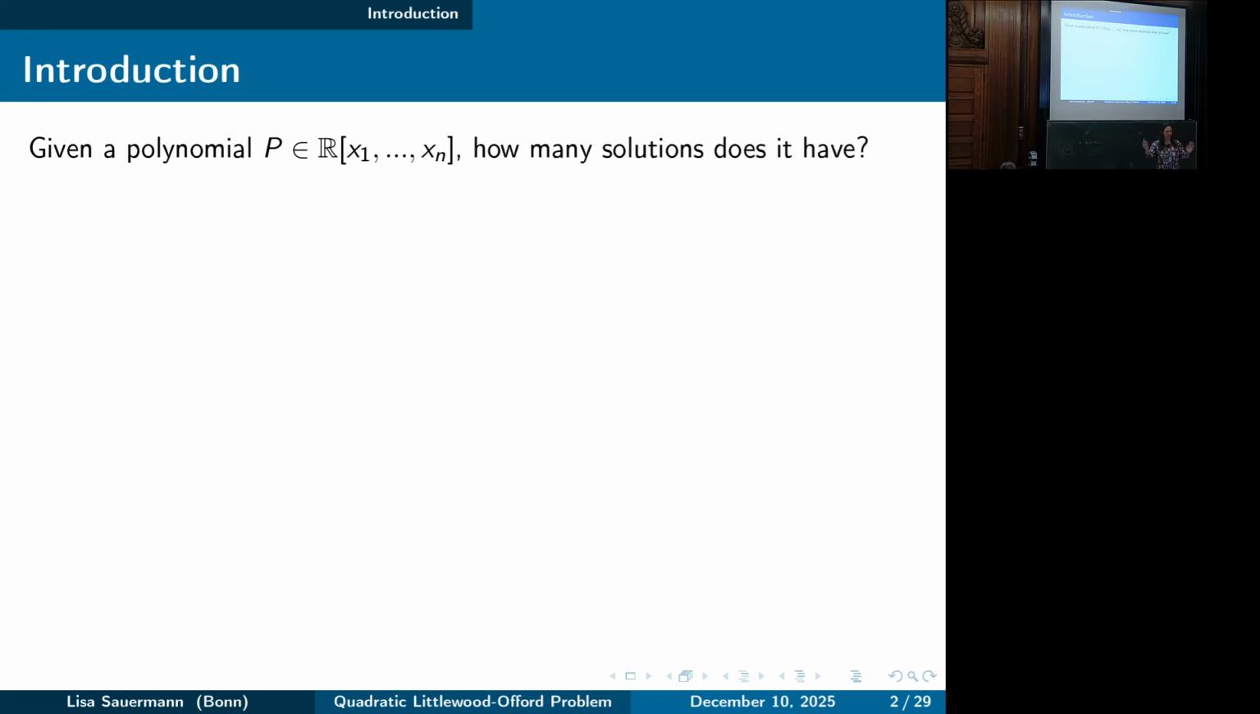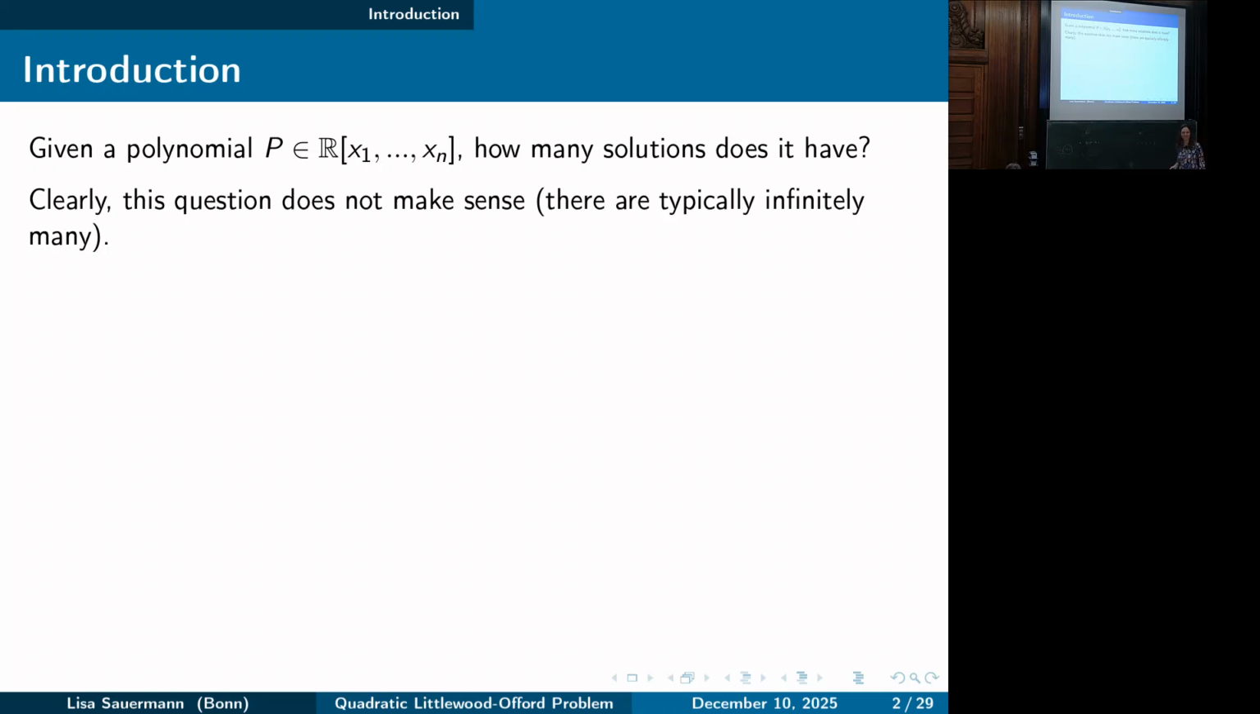Okay, so let's start. Let's start very slowly. Assume you're given a polynomial p in n variables, x1 to xn, let's say with real coefficients. How many solutions does it have? Well, of course, that doesn't really make sense because normally it's infinitely many. Okay, so let's ask a better question.